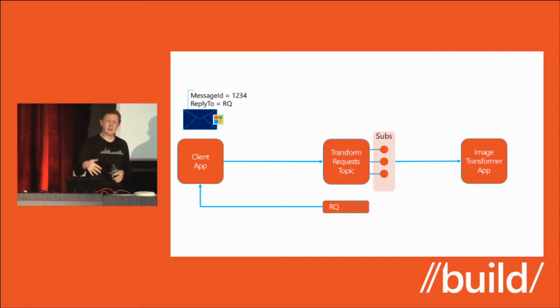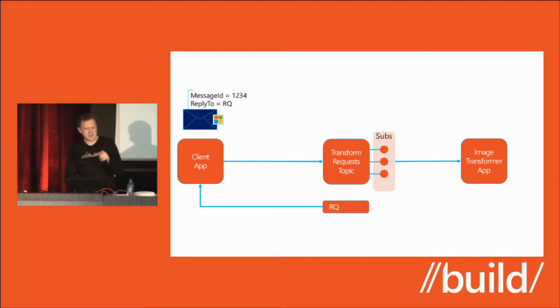For example, the transform that you wish to apply as a property on the message. So the message has an ID, 1234, and I'm specifying the reply-to queue where I'm going to get the response from. So this is a very common pattern for doing request-reply style interactions over messaging.